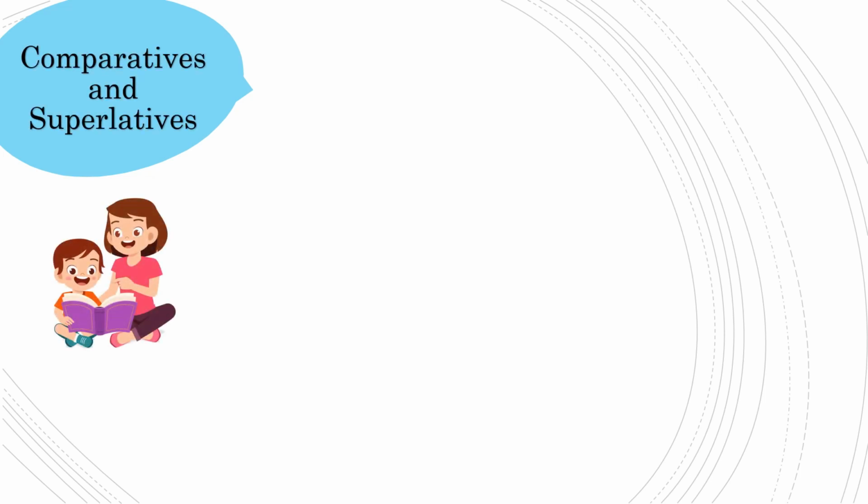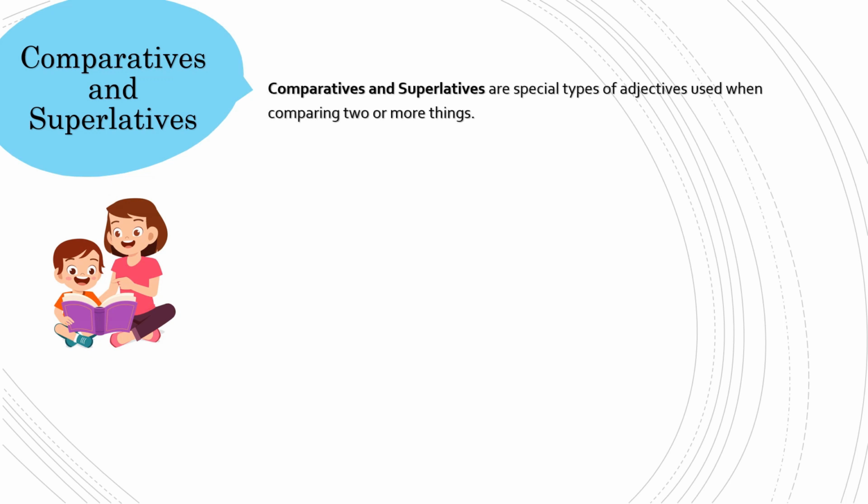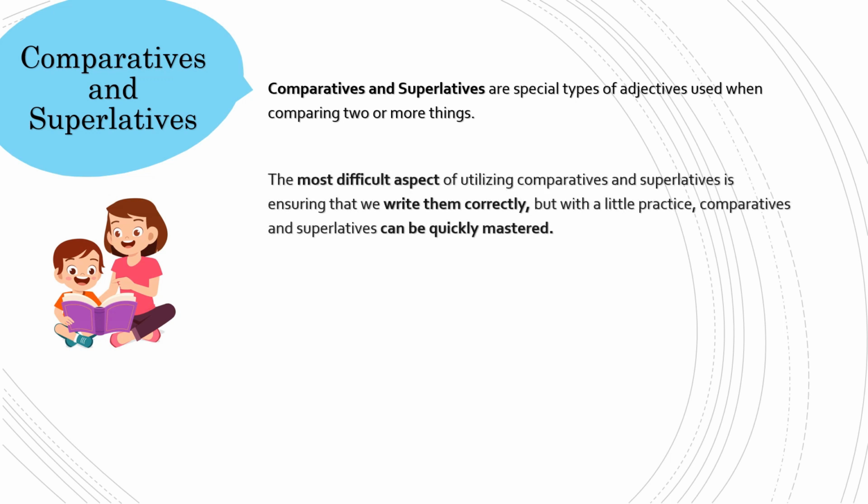Comparatives and superlatives. Comparatives and superlatives are special types of adjectives used when comparing two or more things. The most difficult aspect of utilizing comparatives and superlatives is ensuring that we write them correctly. But with a little practice, comparatives and superlatives can be quickly mastered.